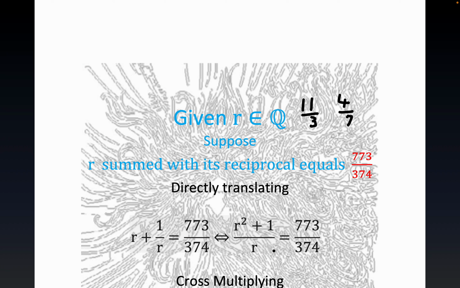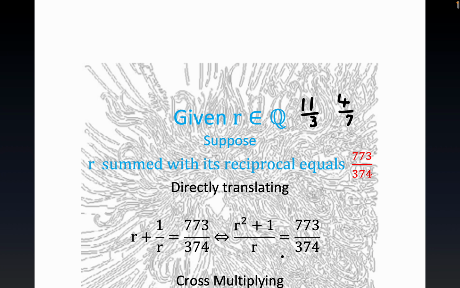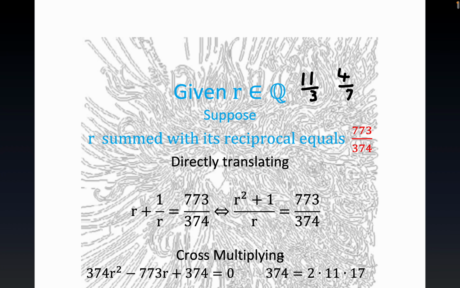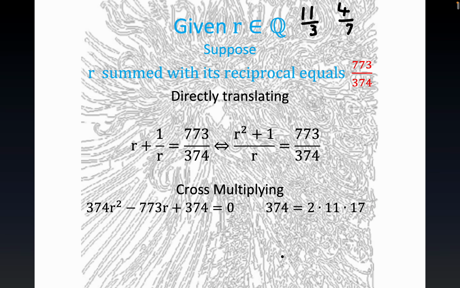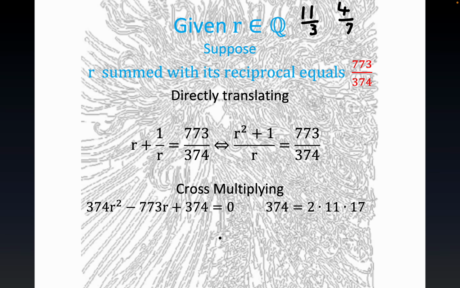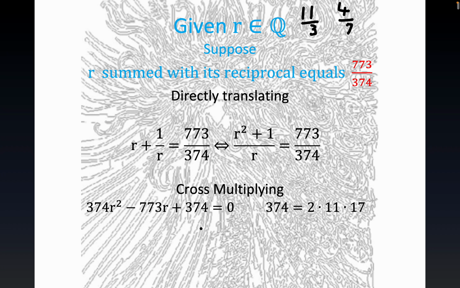Now once we have it written as a single fraction, we can cross multiply. Here's what we end up with. All right. Now, we're looking for rational solutions to this equation. It's very well known that it's important to know what the divisors of the constant term are. What I've done here for you is written the prime factorization, which is very easy to determine after you divide it by 2. It's 2 times 11 times 17.